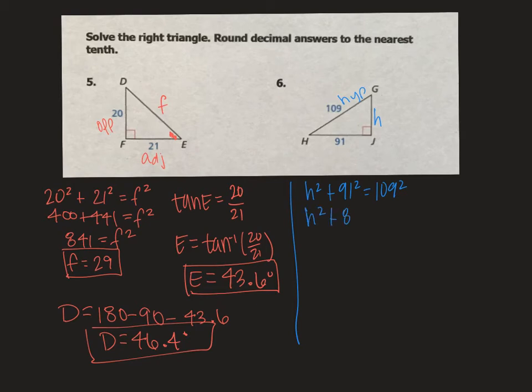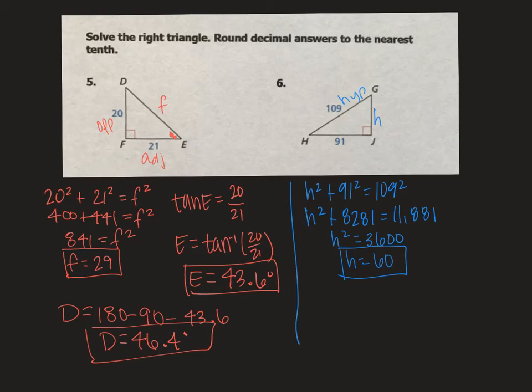So 91 squared is 8281. 109 squared is 11,881. I'm going to subtract to get 3,600. And then when I take my square root, I end up with 60 for that third side.